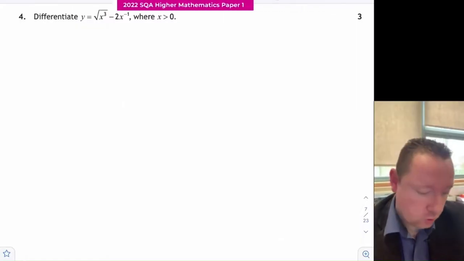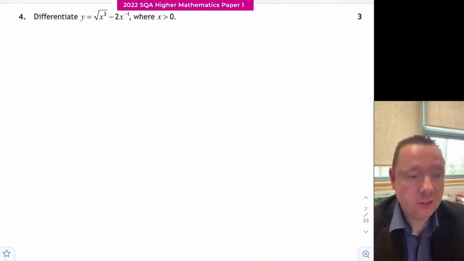2022 Higher Maths, paper one, question four. Y equals the square root of x cubed minus 2x to the power minus 1, where x is greater than 0. We have to differentiate this expression, so let's get ahead and do that.